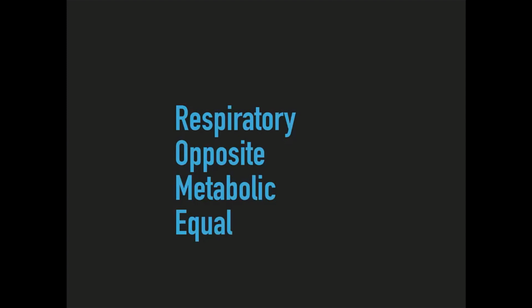Now, respiratory opposite metabolic equal. How do we use this? We want to compare two levels, PCO2 and pH. And in the following examples, the yellow arrows will determine if the arrows are moving in opposite directions, indicating a respiratory issue, or in equal directions, indicating a metabolic issue.